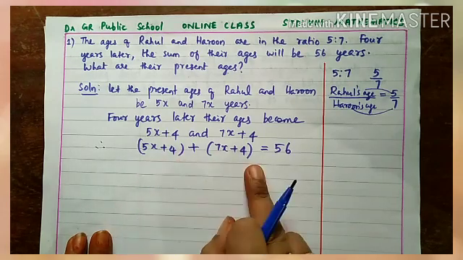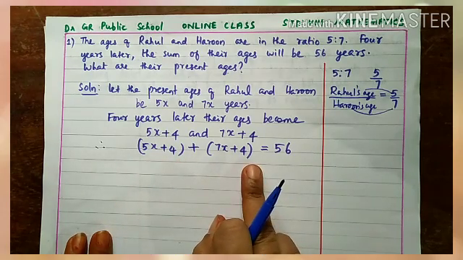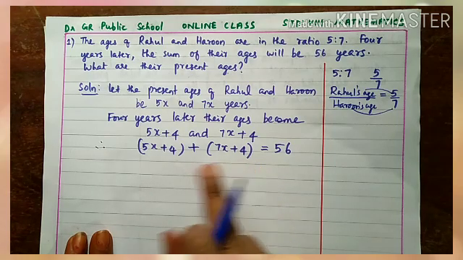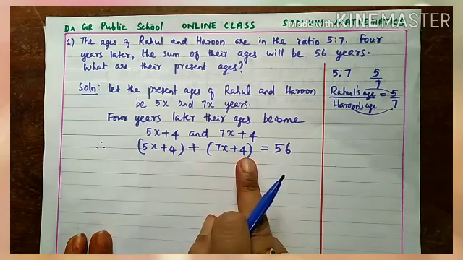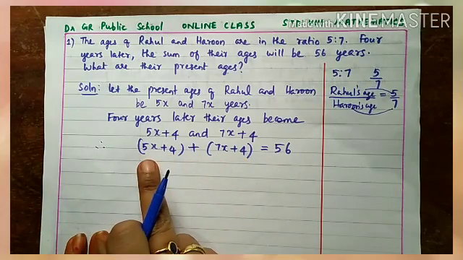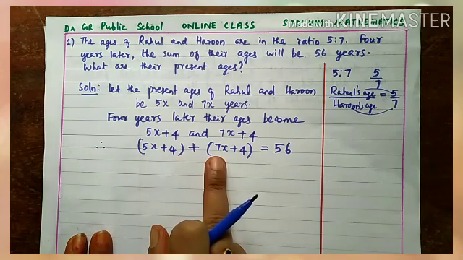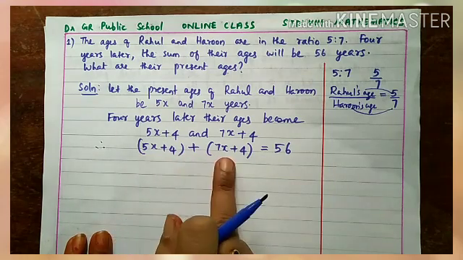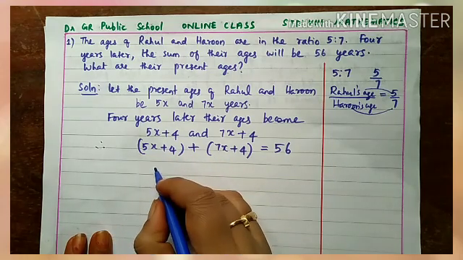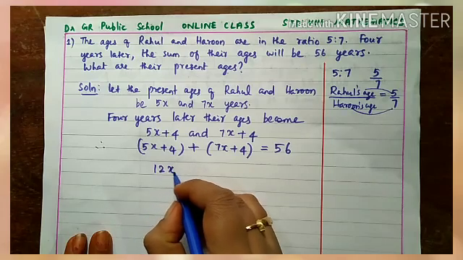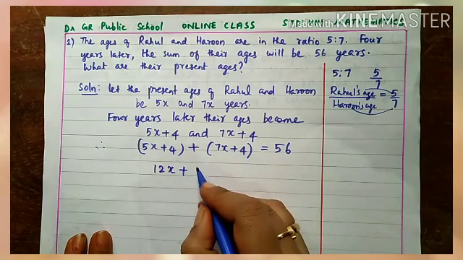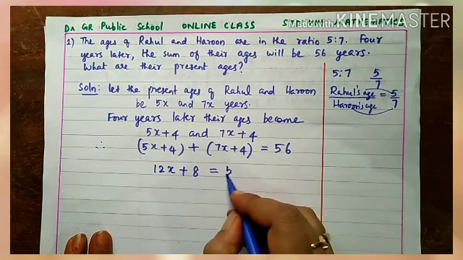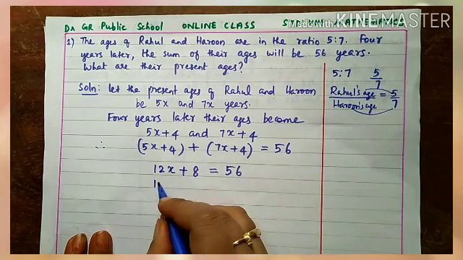Now it is easy for you. It is a linear equation and we know how to solve a linear equation by the transposing method. So how to do it, children? Everything is addition, it's very easy. Combine the like terms. 5x plus 7x is 12x, and 4 plus 4 is 8, equal to 56.